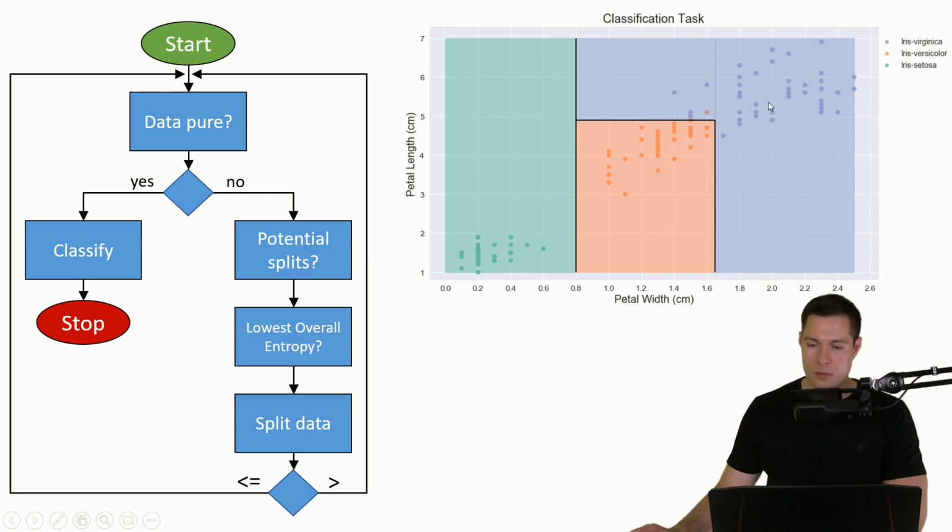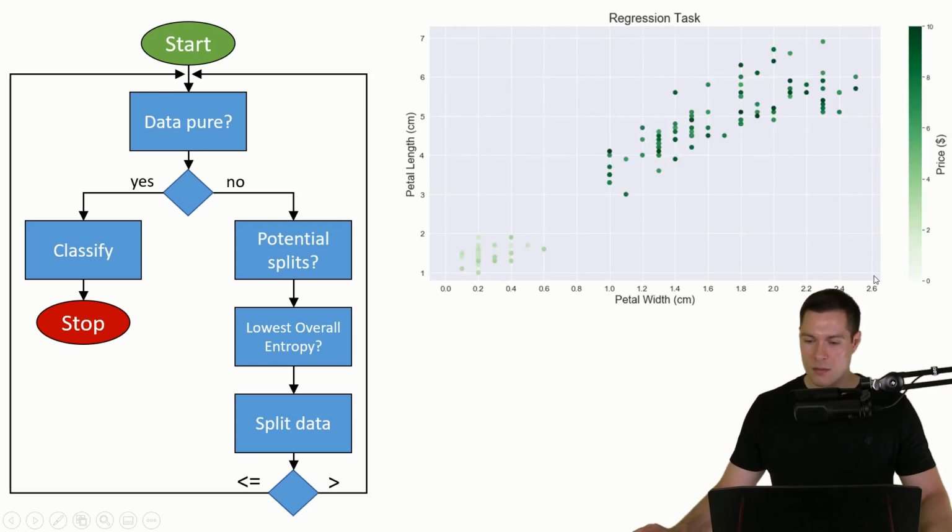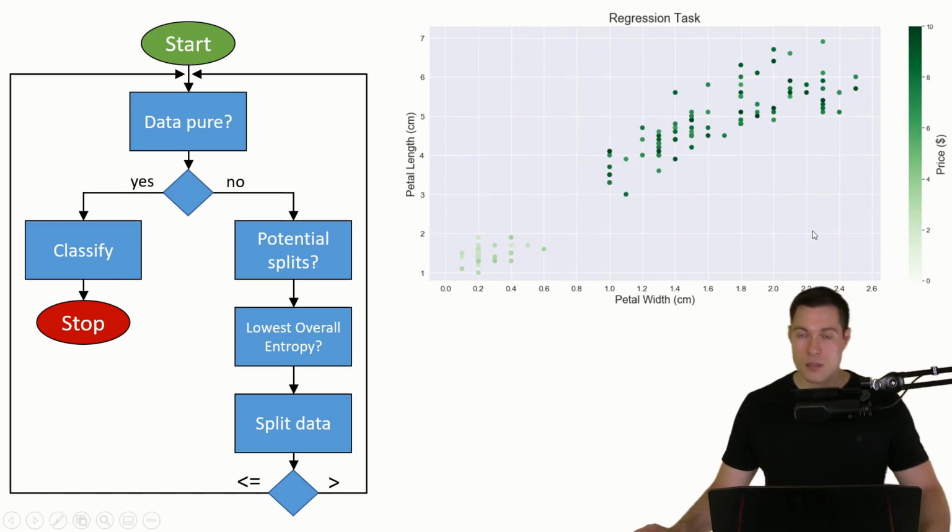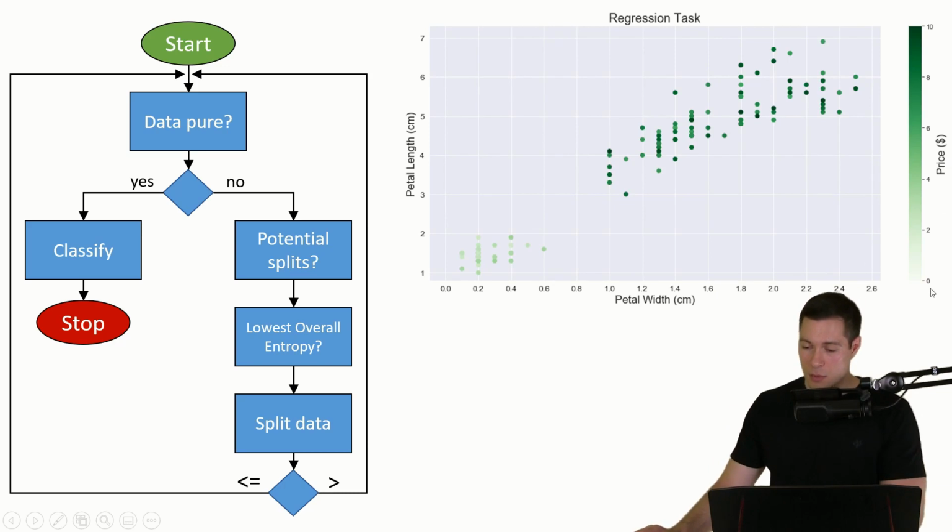So now, obviously, to do a regression task, we first need a label that is a continuous variable. And here I simply created such a label, namely a fictional price that we could sell the flowers for. And this price ranges between $0 and $10. So the darker the color of a dot, the higher the price that we could sell that flower for.